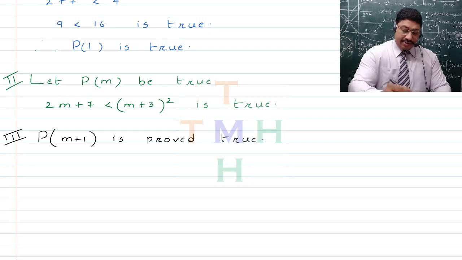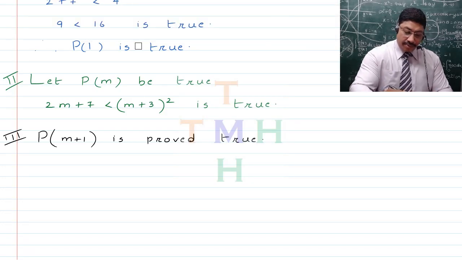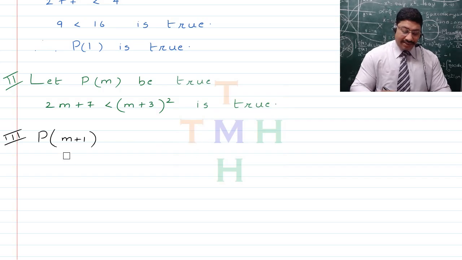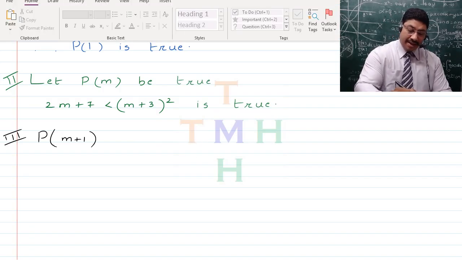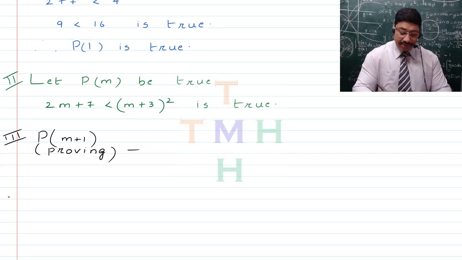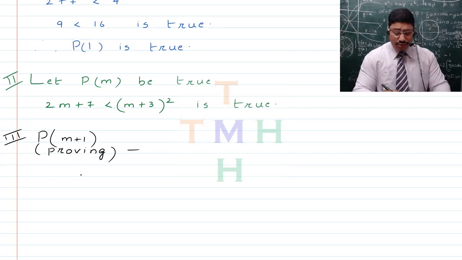Rather, this language is not proper, because this is implying that this has already been proved to be true, right? So you'll rather say that you talk about the statement Pm plus 1, and then what you require to do is you will try and prove this. So next, what you are going to do is talk about the statement which is going to be Pm plus 1.